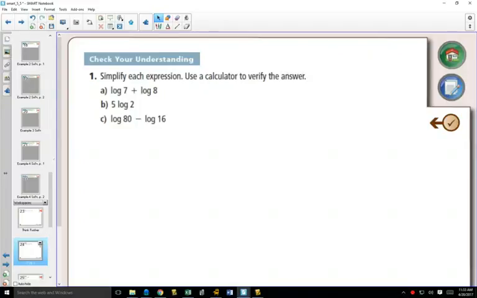Here's our first example. We want to simplify each expression. So for simplifying a logarithm, that means if you can, write it as a single logarithm. Just one logarithm, no numbers in front, just a log by itself. So using our log laws, we have 3 log laws so far. We have one log law.